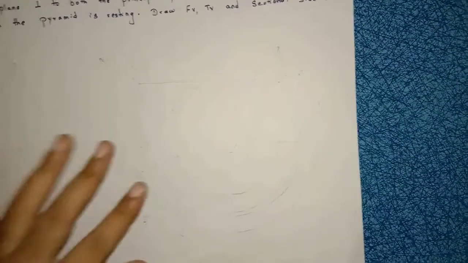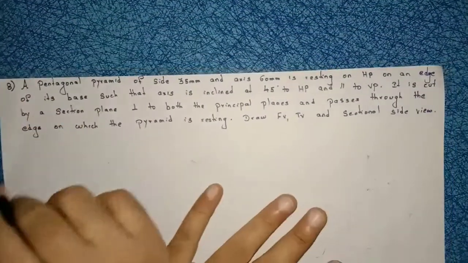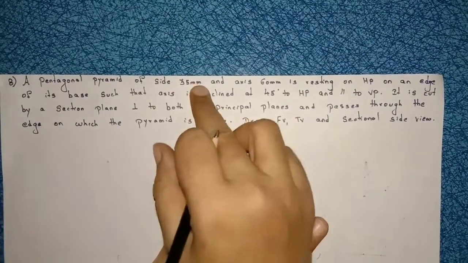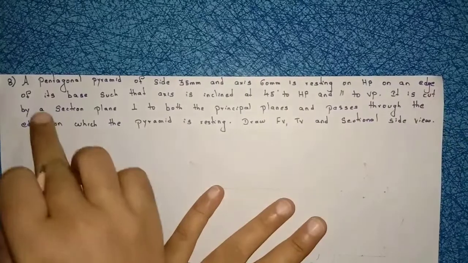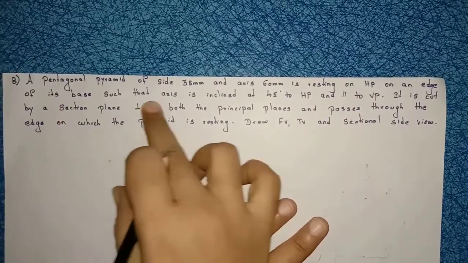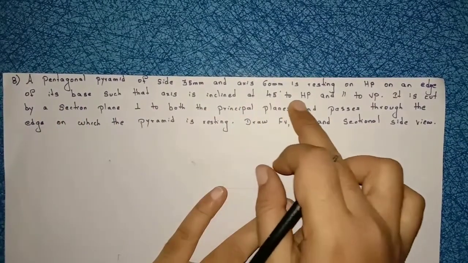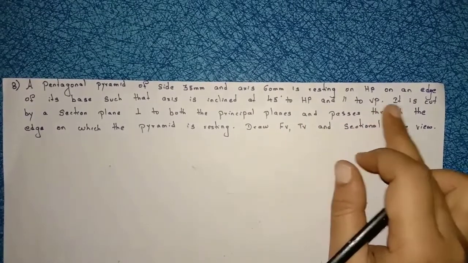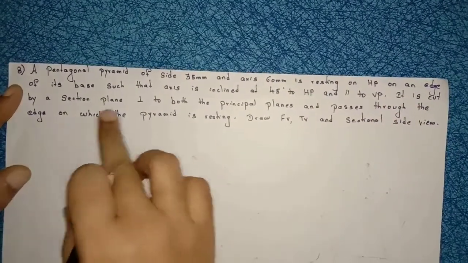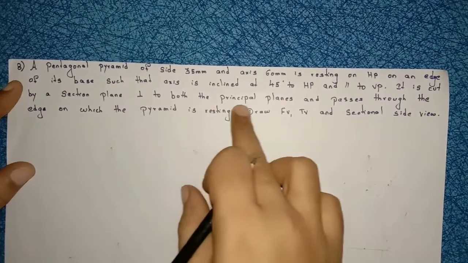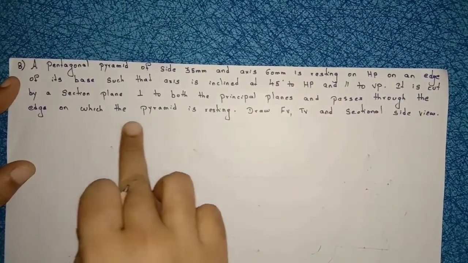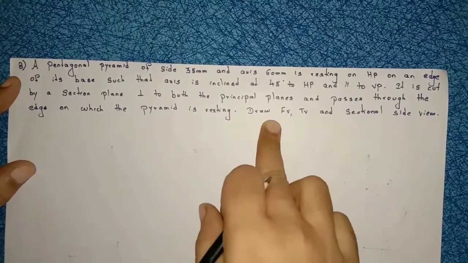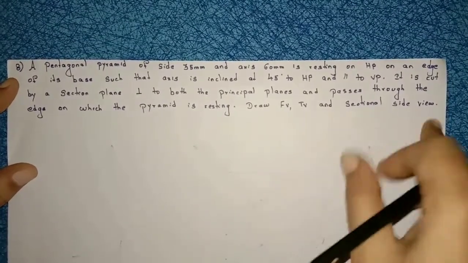This is your question. A pentagonal pyramid of side 35 mm and axis 60 mm is resting on HP on an edge of its base such that the axis is inclined at 45 degrees to HP and parallel to VP. It is cut by a section plane perpendicular to both principal planes and passes through the edge on which the pyramid is resting. Draw front view, top view and sectional top view.